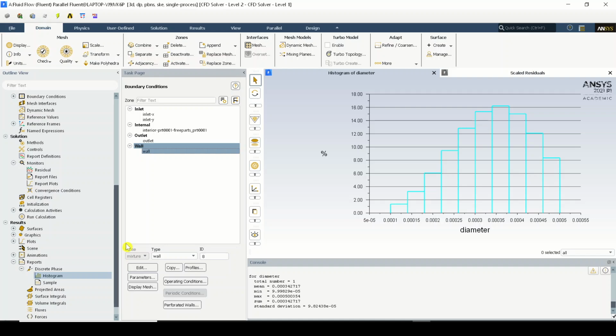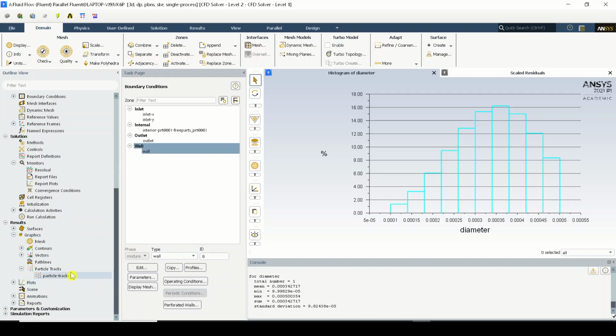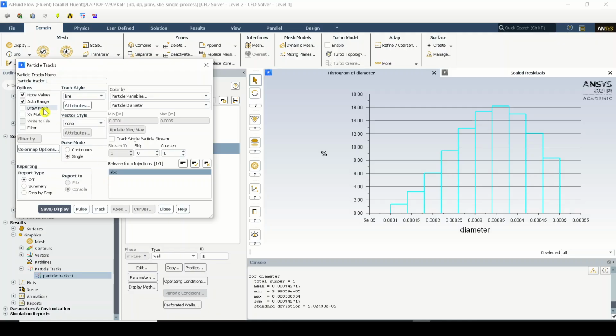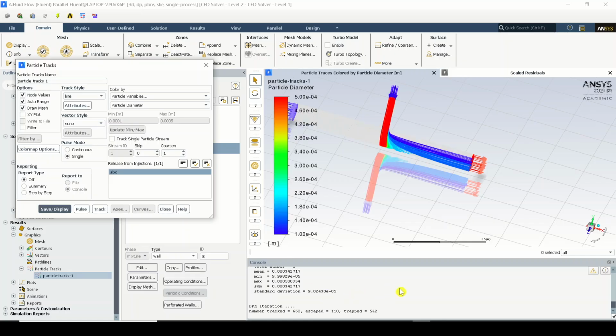Now you can simply go back to the graphics and particle tracks. Click on particle tracks. First and foremost, draw the mesh, close it, and then compute the display. Now you can see the difference over here, right? In the previous cases, if you remember, 660 particles were entering and 660 particles were leaving the domain, isn't it? And this was possible because there was a reflection of particles from the walls and they were just moving off.